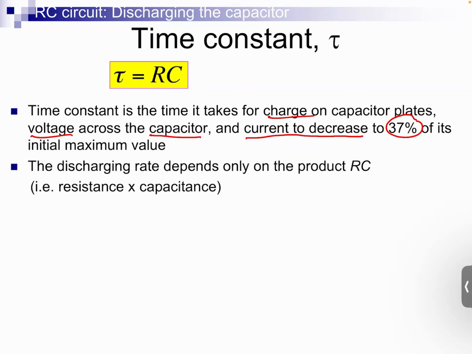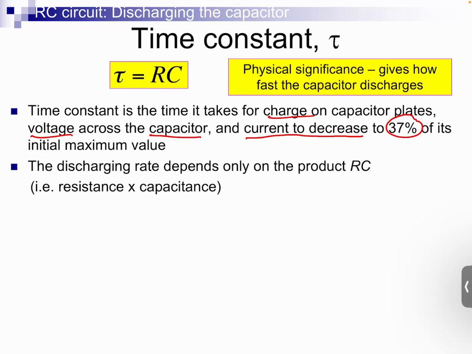Practically speaking, again, the discharging rate, or how fast your capacitor discharges, depends only on the resistance and the capacitance value, right? And therefore the time constant gives you how fast the capacitor discharges. Once again, if you build a capacitor into your circuit to control some electronics, all you have to do is adjust the resistance and the capacitance values that you use in your circuit to determine how fast your capacitor discharges.